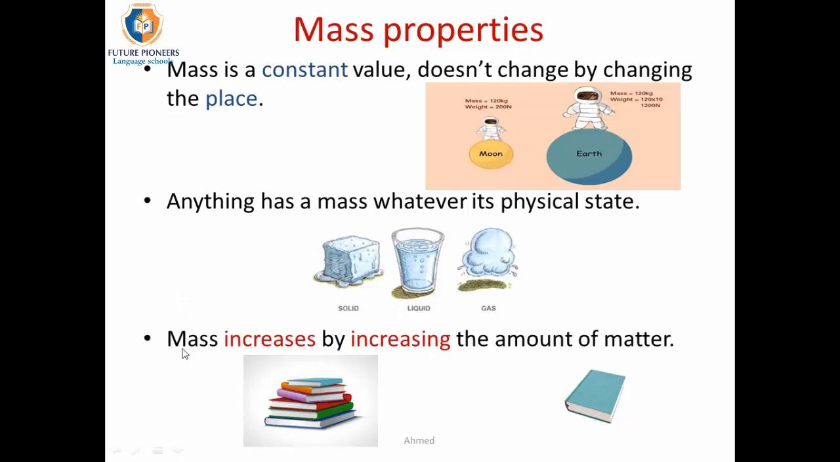The last property is mass increases by increasing the amount of matter in an object. If you observe the following book, this book is made up of paper, and these books are made up of paper also. The mass of these books is larger than the mass of this book. Why? Because the amount of matter, which is paper, is larger in case of books than only one book. So by increasing the amount of matter, mass increases, okay, and vice versa.